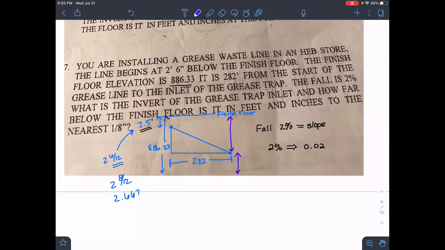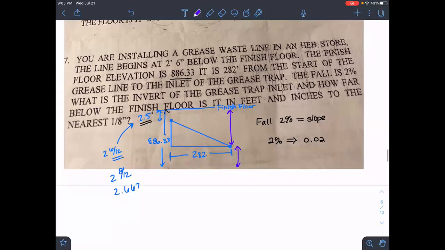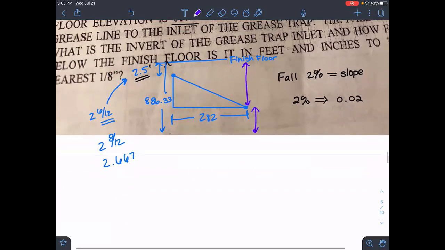Okay, so really this looks a little different from the previous problems, but in the end, it's all the same. You're getting the same information. It just looks, the starting point's a little different. So looking at this first piece, it tells us this is 886. It tells us this is 2.5. Then the difference between those two values is going to be my starting invert.